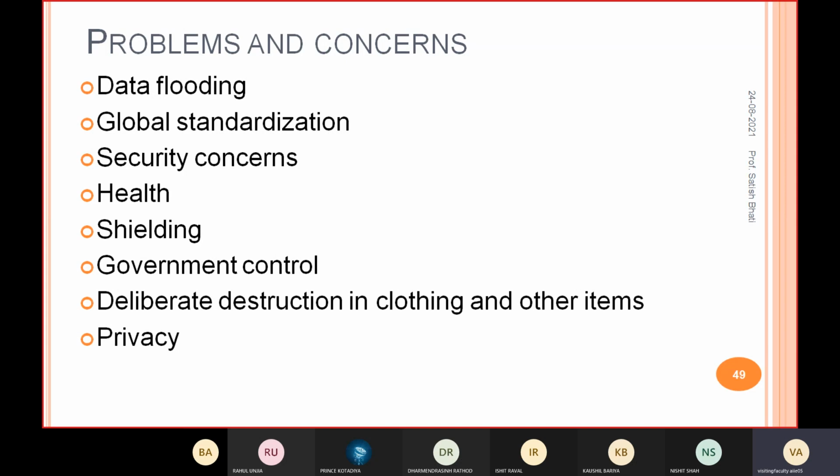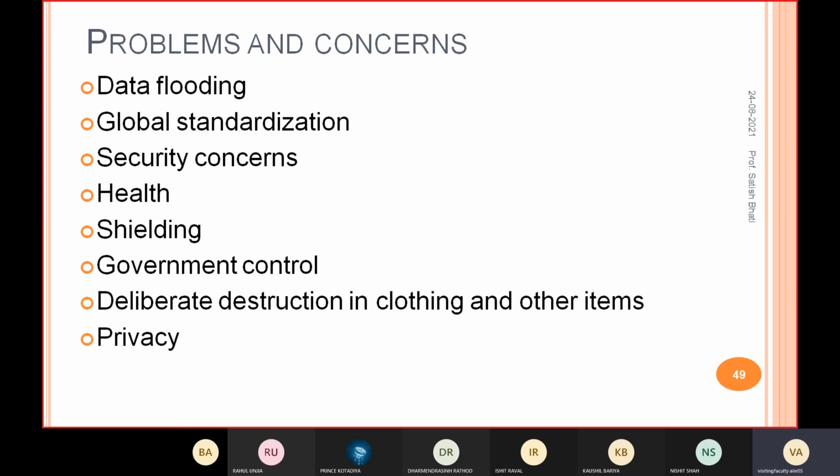Now the problems and concerns related to RFID include data flooding, global standardization, security, health, shielding, government control, deliberate disruption in clothing and other items, and privacy. So these are all the concerns or problems related to wherever we are using a radio frequency identification system.